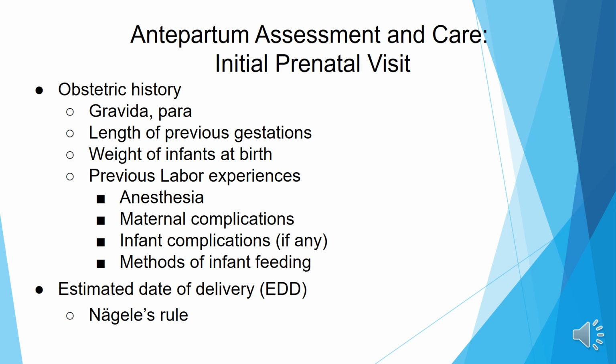Again, determining that estimated date of delivery, we can use Nagel's rule if they have a really solid LMP date, and then use that LMP date and confirm the gestational age with ultrasound. That's really the most accurate way.